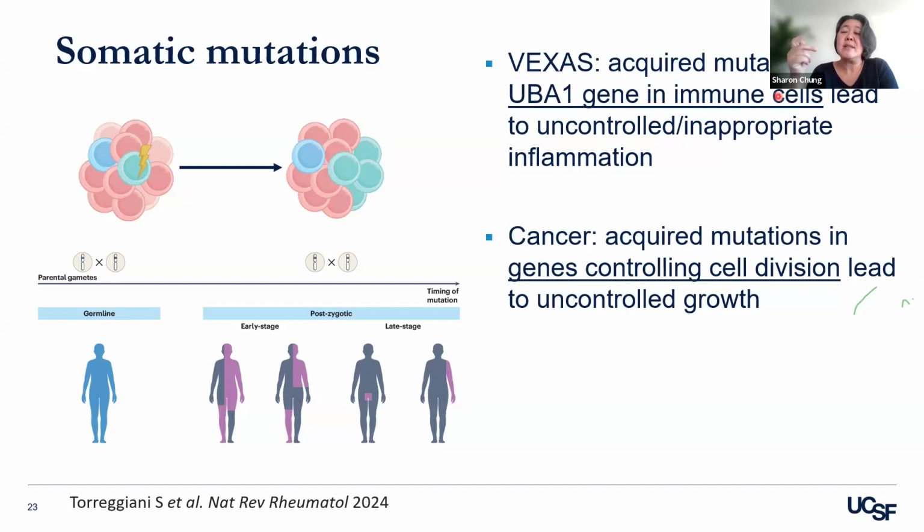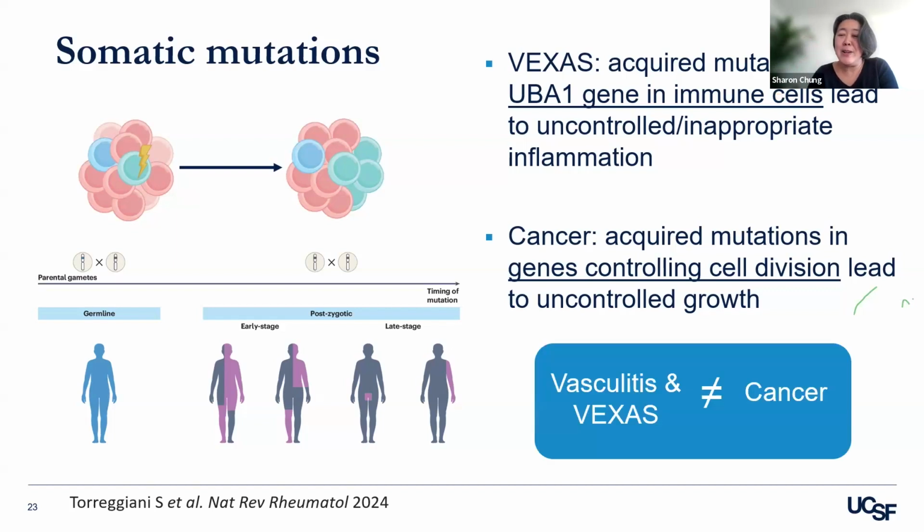So both VEXAS and cancer are due to somatic acquired mutations. I'm just going to put a pause on people here. I don't want people to go on social media and say vasculitis is a cancer. Vasculitis is not a cancer. It's just that these two types of diseases can use the same mechanism to develop.